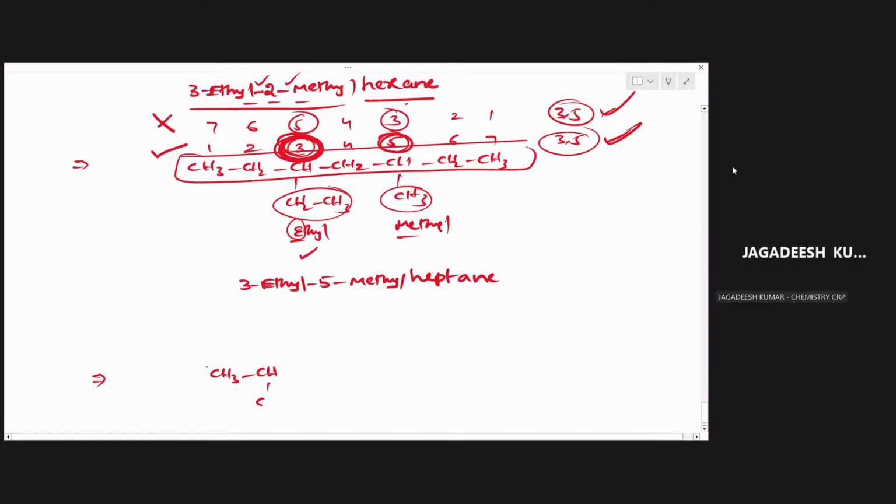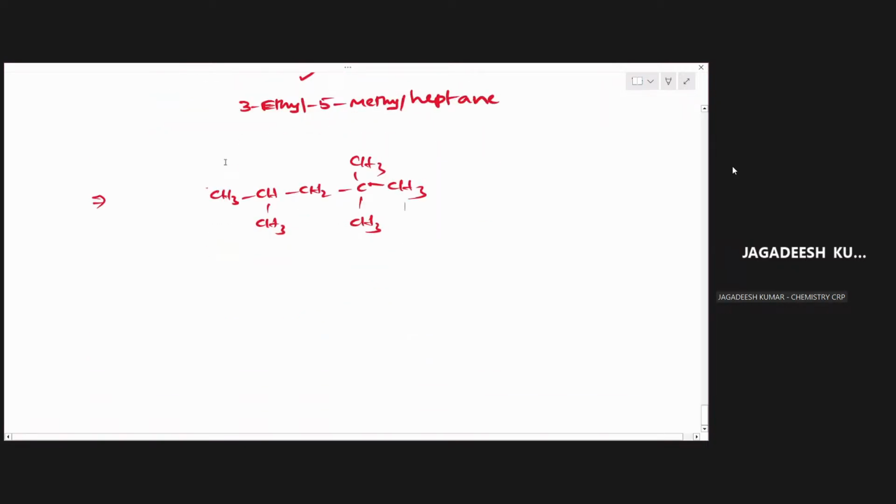Next, I'm giving one more example. This is another, where I'm giving 3 substituents here, CH2, C, CH3, CH3, CH3. So how to write this one? As usual, I am selecting the longest chain and you should give the numbering. Here, first of all, 3 substituents are there. You can take any side here, but we have to take the lowest set: 1, 2, 3, 4, 5, and here 1, 2, 3, 4, 5.